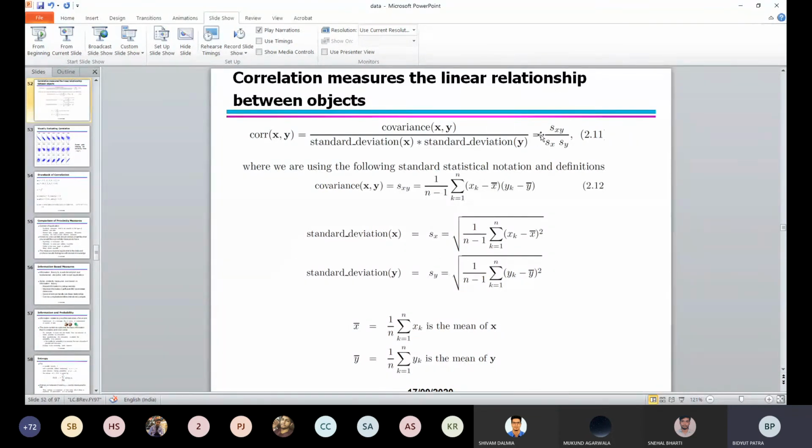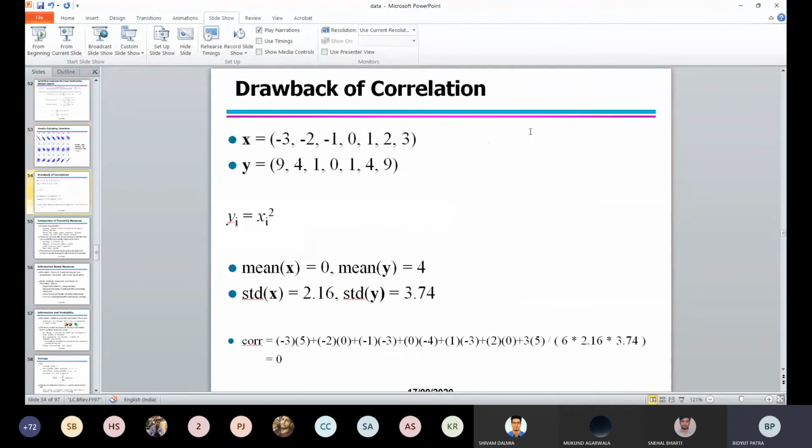But what happens for this term, covariance? Covariance is like multiplication of 0 with the other term. So therefore, the entire numerator will be 0. That is shown here in this example.